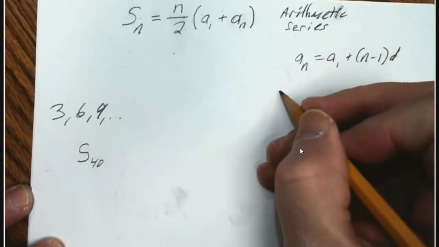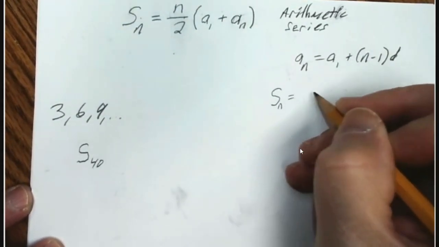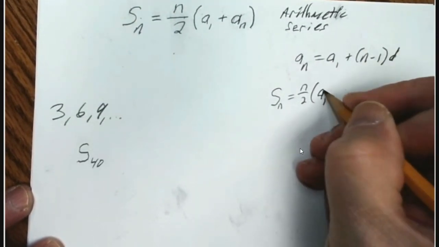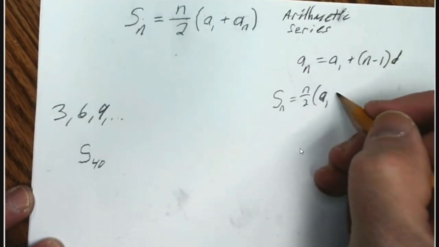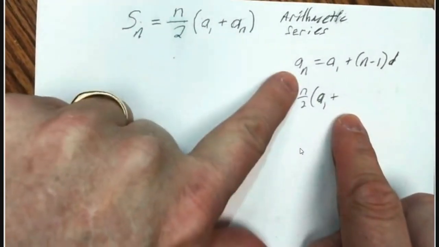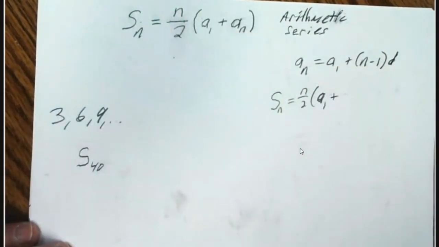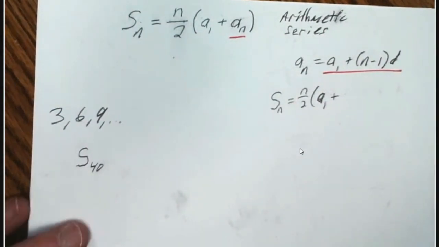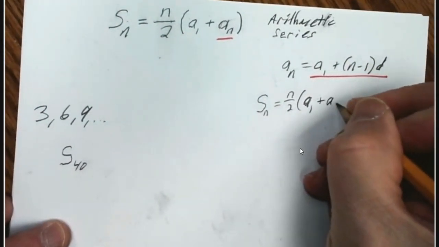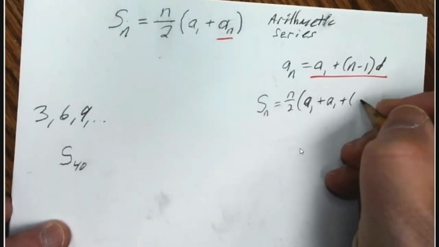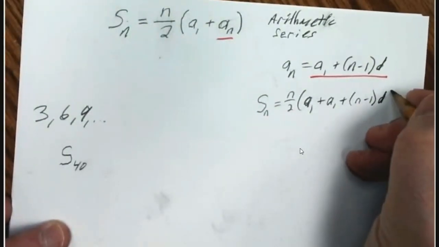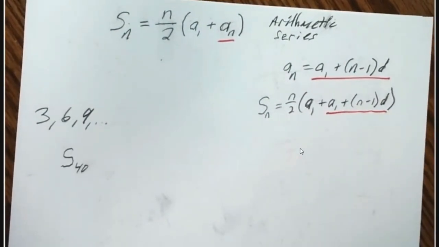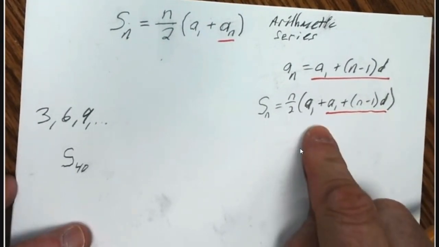So let's do that. S sub n equals n divided by 2 times a sub 1, the first term, plus, but I don't know a sub n, but I know a formula for a sub n. So let's just substitute this in for it: a sub 1 plus n minus 1 times d. See, that's the same thing right there. Just substituted it in.